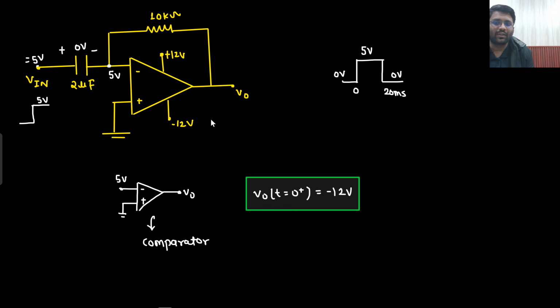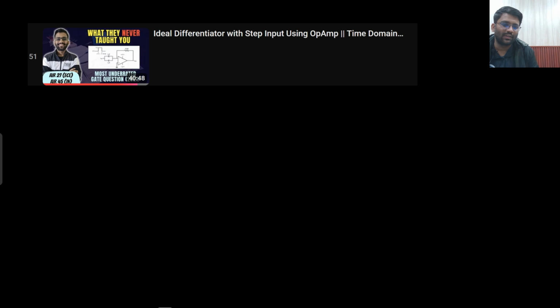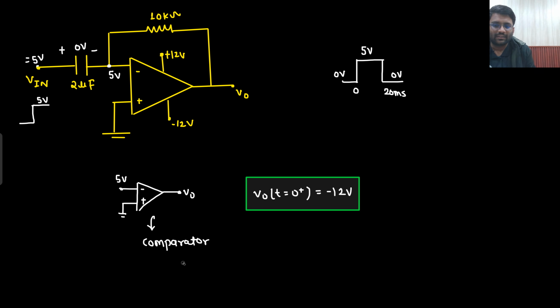Everywhere this question was solved absolutely wrong till this date. This year some educators have improved, some are yet to improve. For them I have already made this video, so please improve. What I have seen is they say there is a negative feedback involved, so virtual short will be valid. That is an absolutely baseless statement. How is there negative feedback? The first condition of negative feedback is that this potential should not be fixed. But as soon as I applied 5 volt here, the potential is fixed. So negative feedback is not involved. Directly your output comes out to be minus 12 volt.